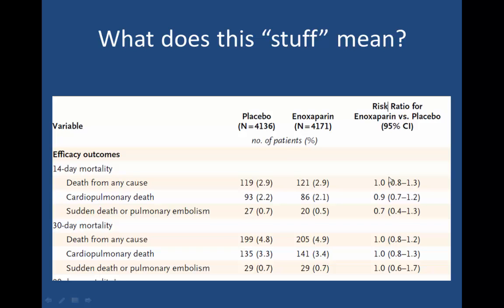This one tells me there was a 1% reduction in cardiopulmonary death at 14 days in the enoxaparin group compared to the placebo group. In this one, I could say there was a 3% reduction in the risk of sudden death or pulmonary embolism in the enoxaparin group compared to the placebo group. Okay, how am I getting 3%? Well, if you take 1 and you subtract 0.7, what do you get? You get 0.3, and that's really 3%.